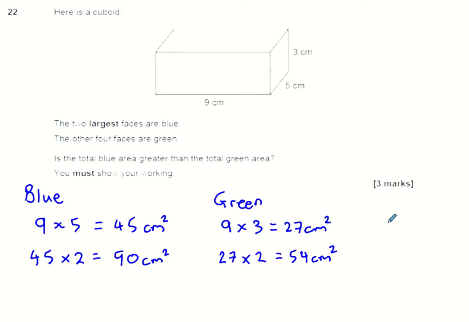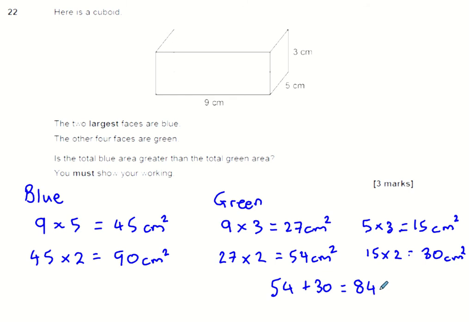We also have the left and the right rectangle, which has dimensions of 5 by 3, which would be 15 centimeters squared. And finally, since we have two of those, we'll have 30 centimeters squared. So in total, the blue area is 90 centimeters squared, whereas the green will be the 54 plus the 30, which is a grand total of 84 centimeters squared. And so yes, the blue area is greater than the total green area.